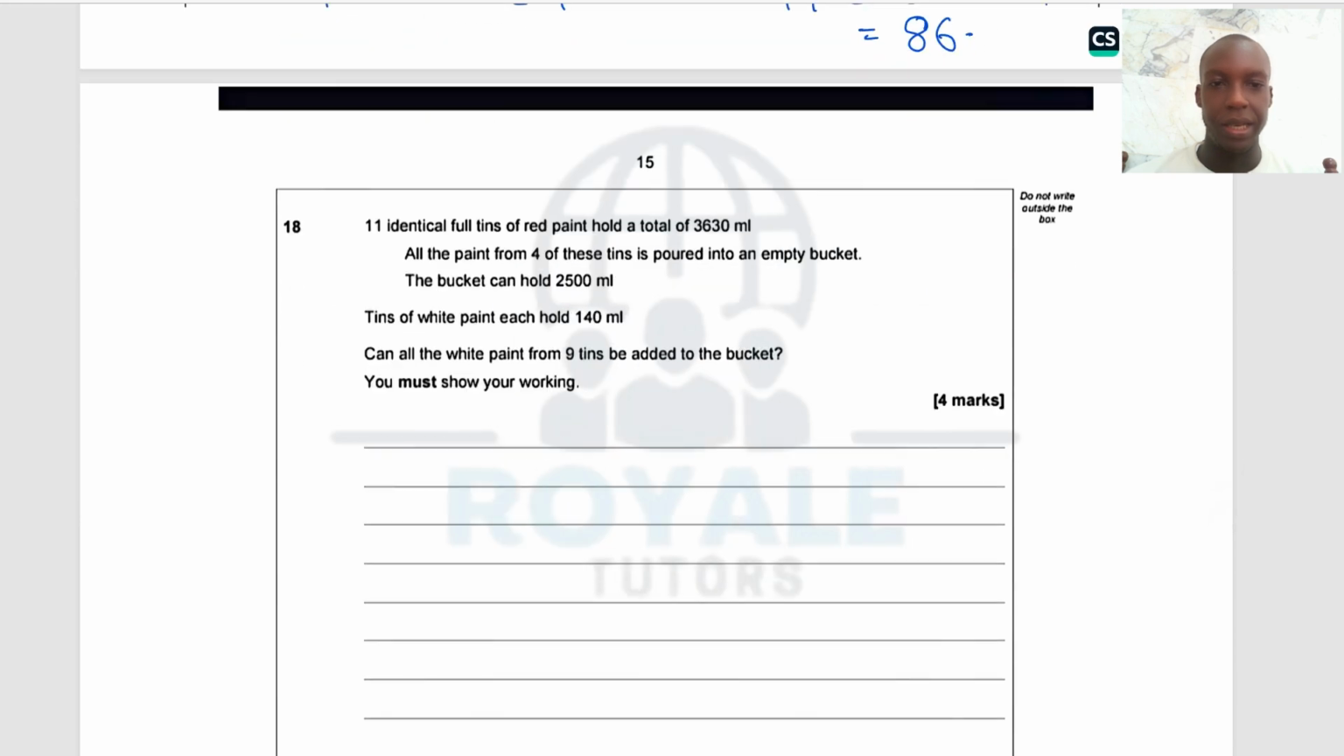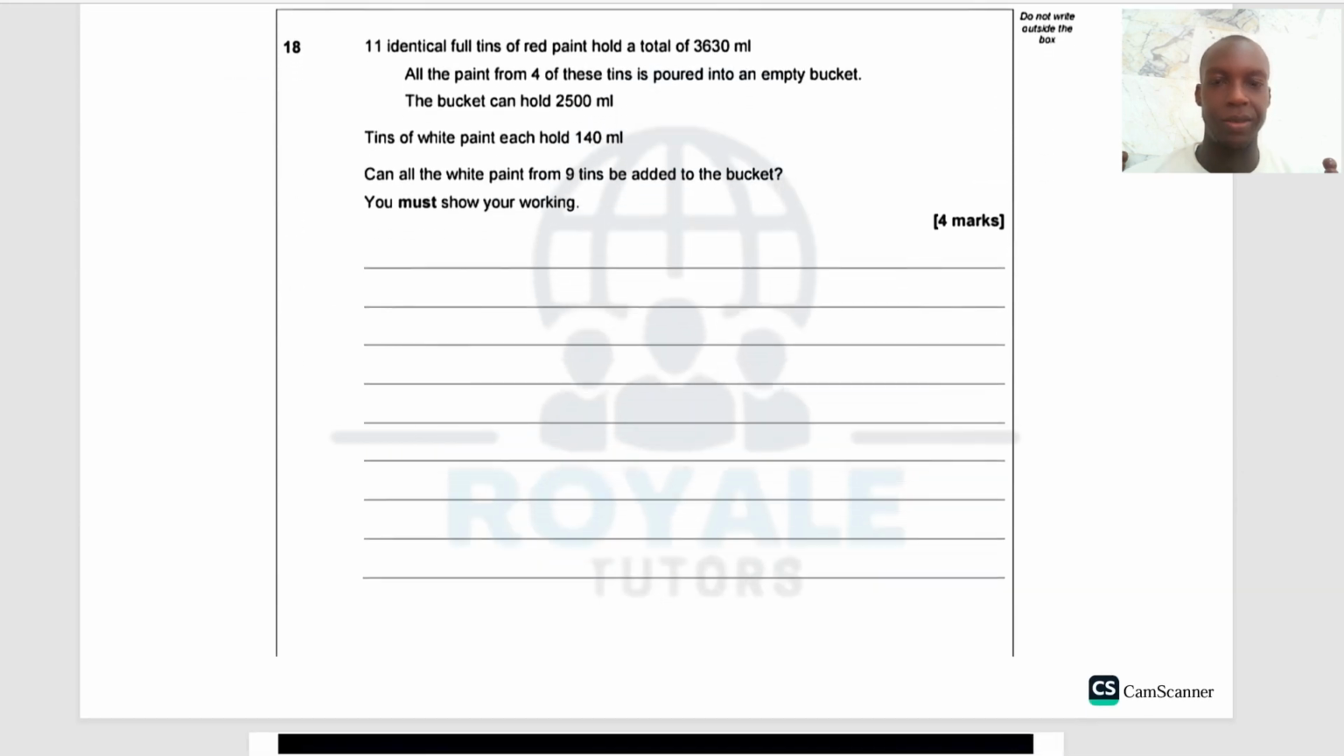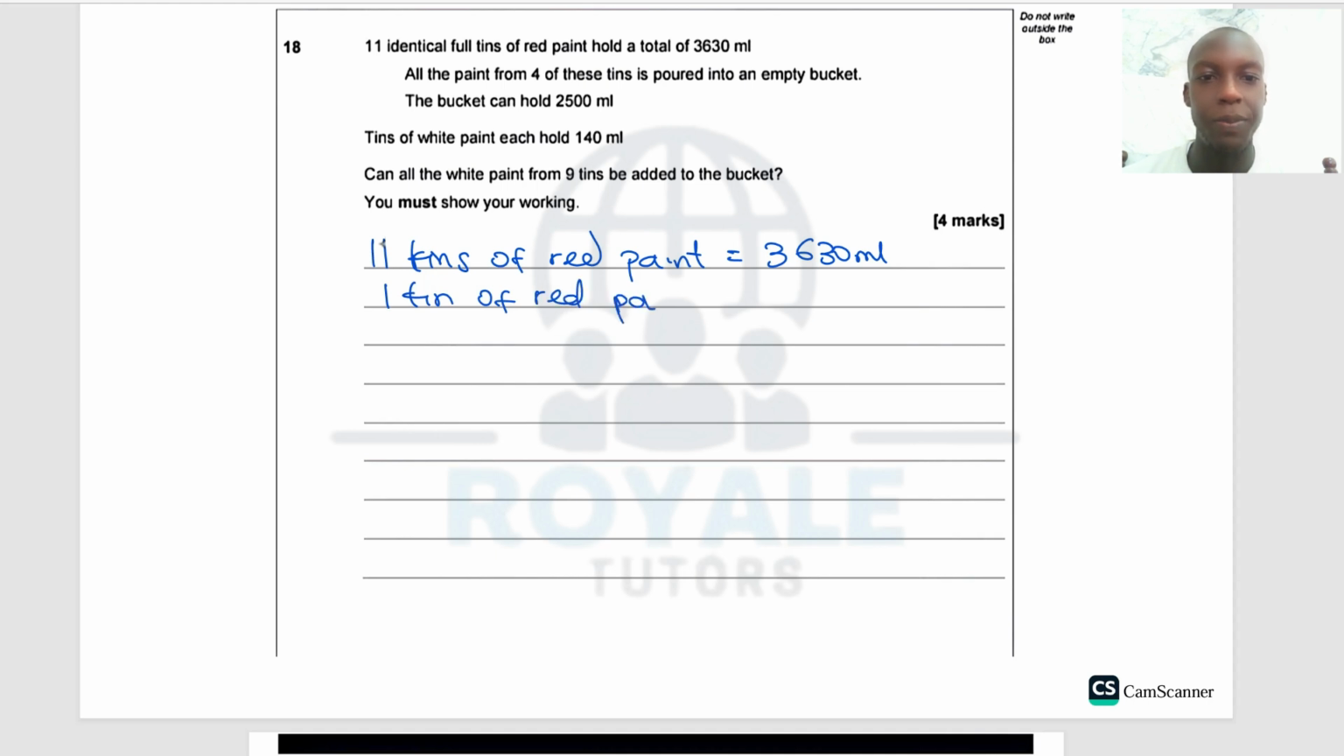Right. The next question is also 4 marks. This question states that 11 identical full tins of red paint hold a total of 3,630 milliliters. So one tin of red paint would be 3,630 divided by 11. I think this should be 330 milliliters.